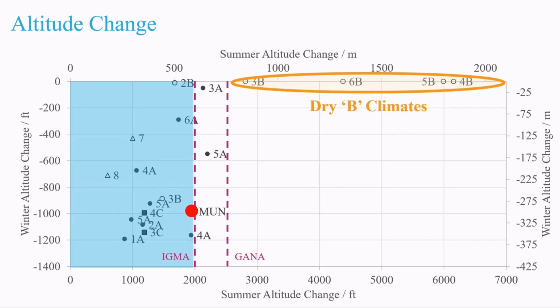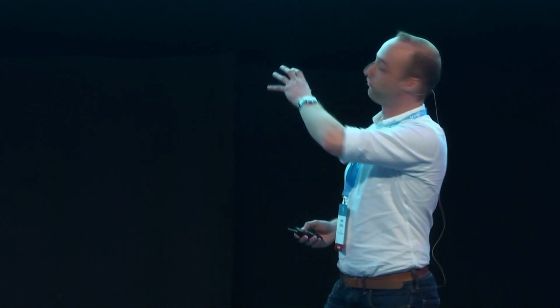And interestingly, there is some guidance on altitude variation defined by the Insulated Glazing Manufacturers Alliance and the Glass Association of North America, GANA, which define a 2,000 and a 2,500 feet marker above which you should start thinking about pressure equalizing your units. So it was interesting to see how those lines align quite interestingly with the data here.